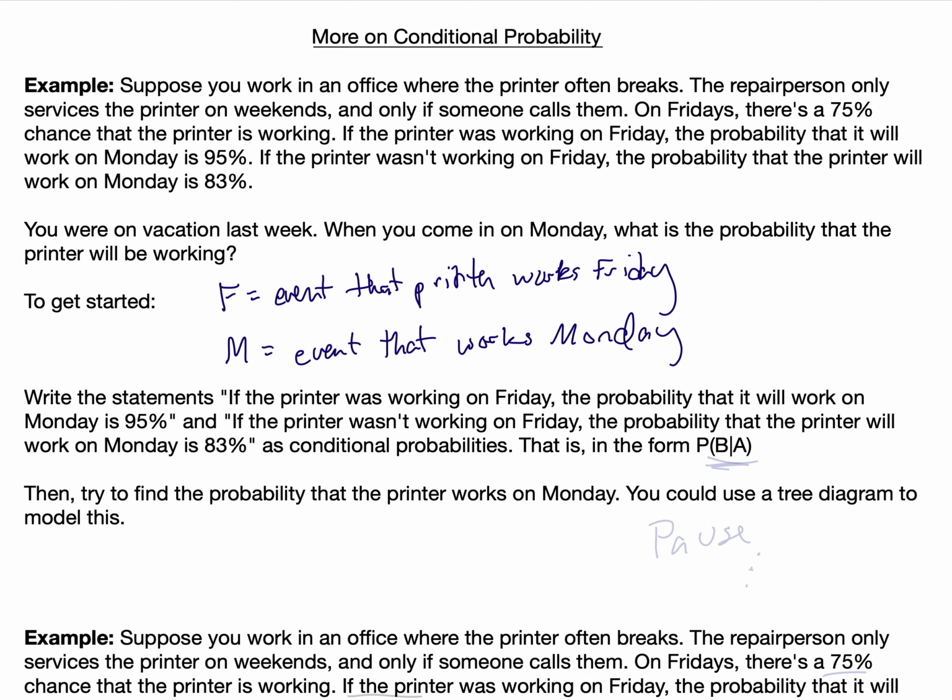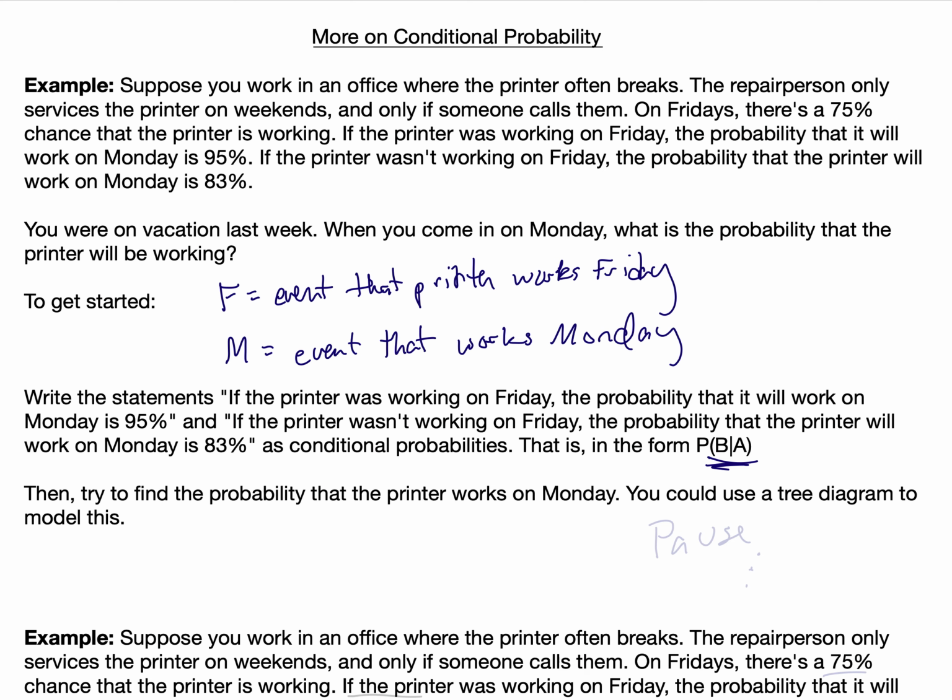So I'd like you to start by thinking about writing the statements in the form of a conditional probability, that is, in the form probability of B given A. So the two statements, if the printer was working on Friday, the probability that it will work on Monday is 95%. Can you write that as an equation using this notation? And similarly, if the printer wasn't working on Friday, the probability that the printer will work on Monday is 83%. Also write that as an equation using that notation.